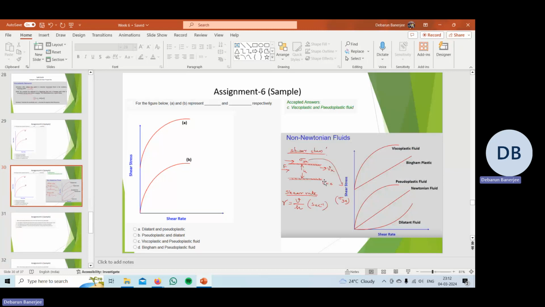So the correct answer is viscoplastic and pseudoplastic. If you see this diagram, there is a yield stress for viscoplastic, and there is no yield stress for pseudoplastic, but both of their patterns are the same. So B is the pseudoplastic and A is the viscoplastic fluid.